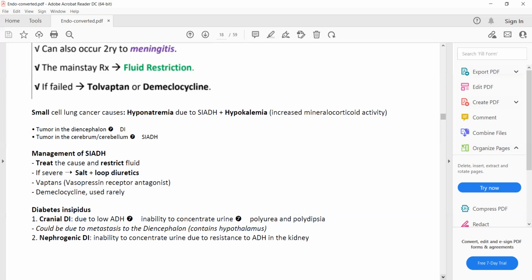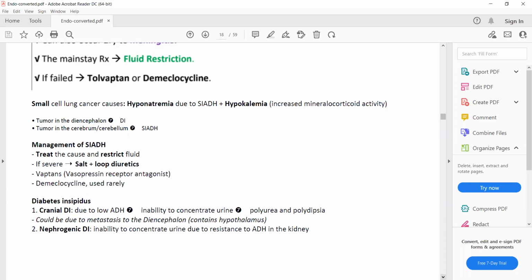And the second type of diabetes insipidus is nephrogenic diabetes insipidus. In nephrogenic diabetes insipidus, ADH levels are normal, but kidney tubules are not responsive, or they do not show any response to ADH. There is a problem in the ADH receptors in the kidney. So that's why it is known as nephrogenic diabetes insipidus.